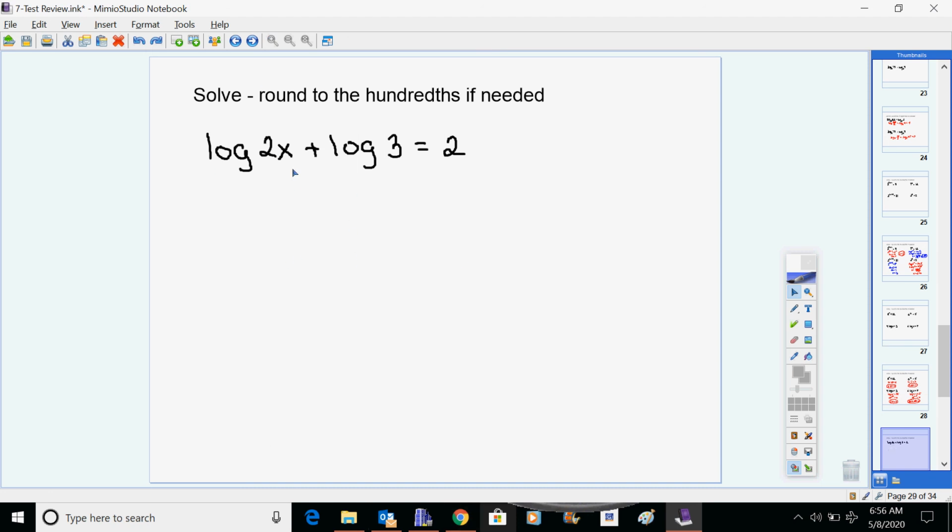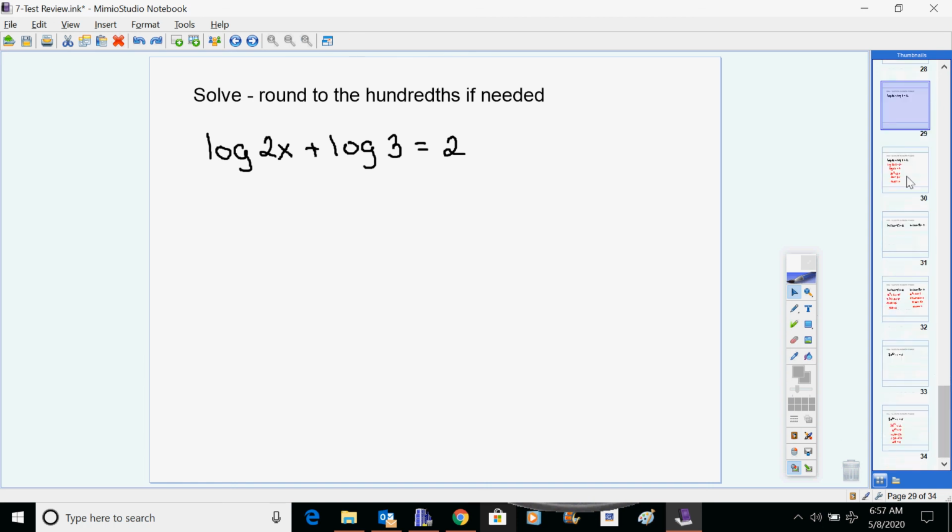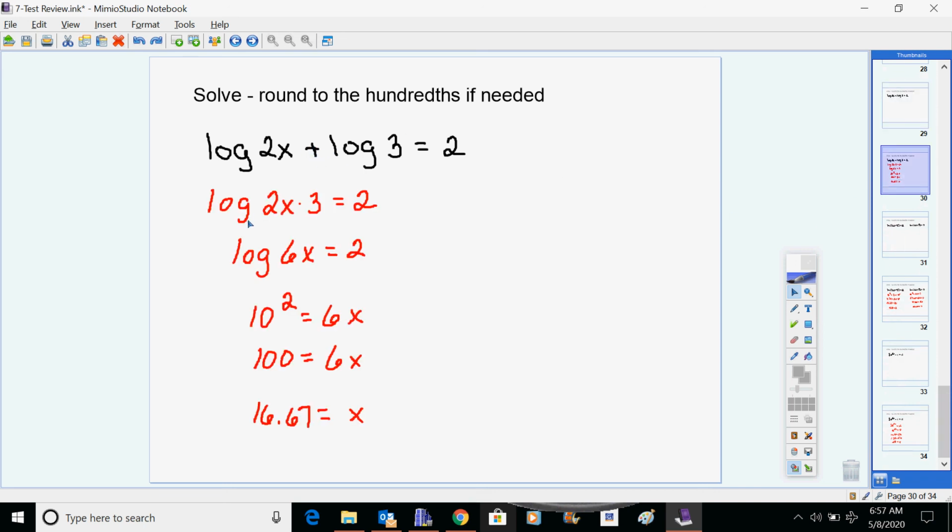All right, so again, solving. When you're solving them, you have to use the properties sometimes. So for example, right here, you're thinking we have no powers, but we do have this, so you're thinking multiplication. So log of 6x equals 2. 10, because it's a base 10, 10 to the second power equals 6x, and pretty easily solved there. Okay.